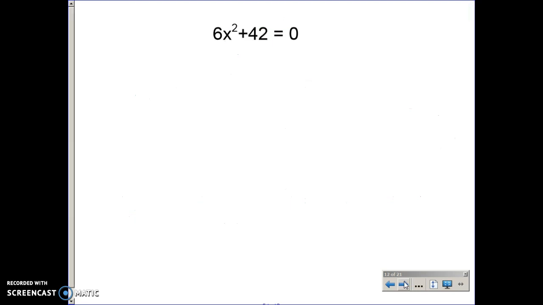Alright, smaller problem, still the same process. Check for a GCF. Can I divide them both by something? Yes, I can. 6 and 42 can both be divided by 6. Divide them both by 6. You get x squared plus 7 equals 0.